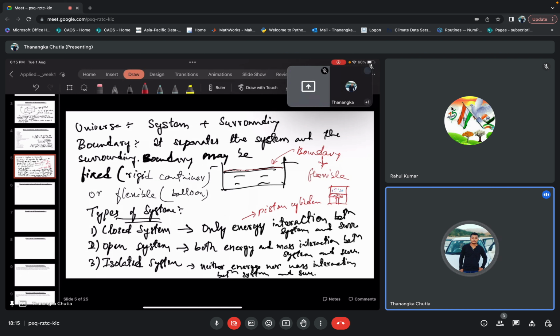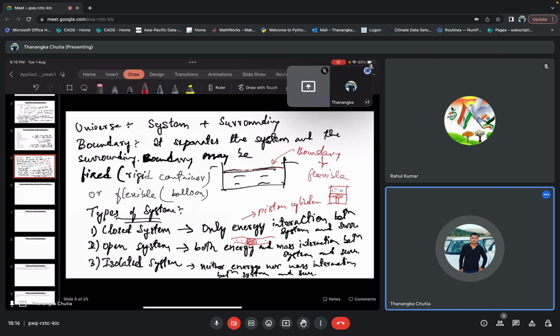Okay, now for both energy and mass, an example of an open system is a fluid flowing through a pipe. A fluid is flowing through a pipe and you are considering this as the system. This is my system, and this part will become my surrounding. So the mass as well as energy interaction is taking place between the system and the surrounding.